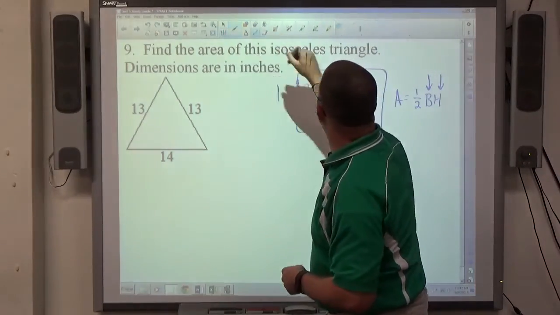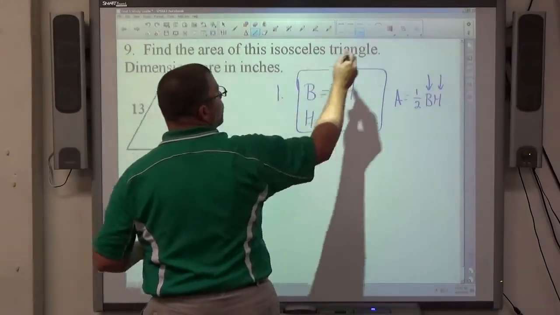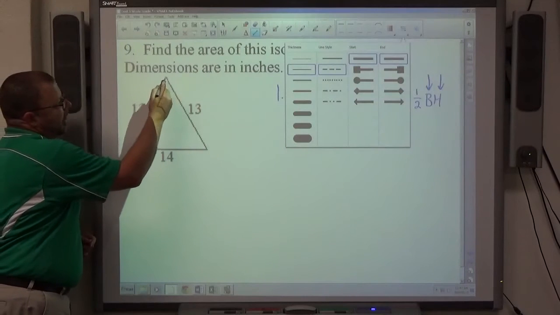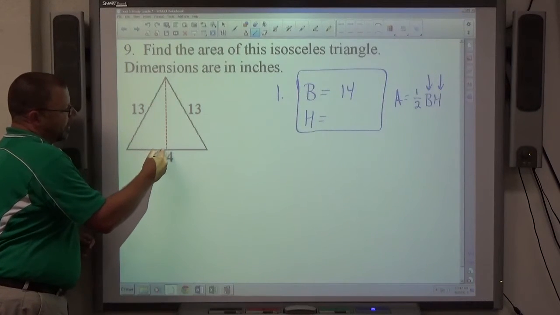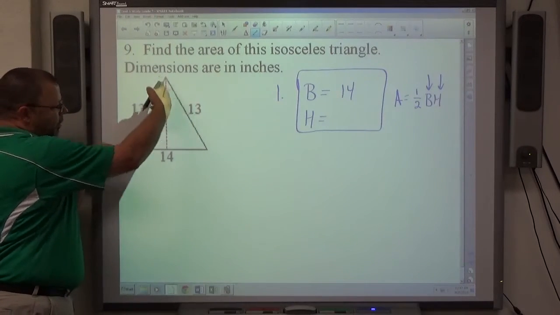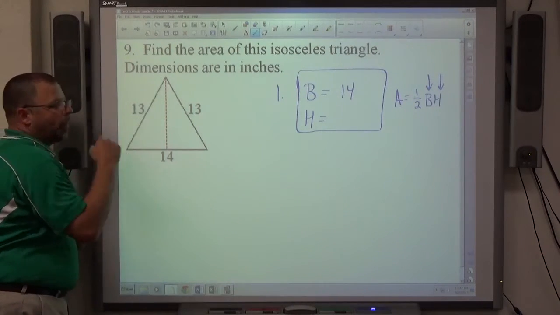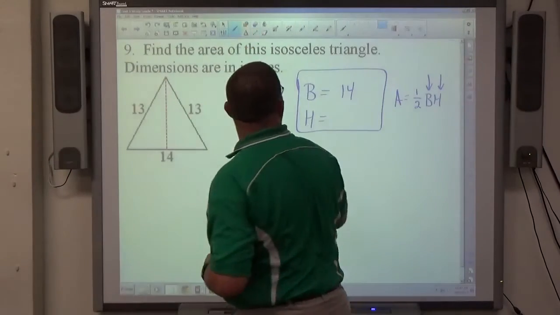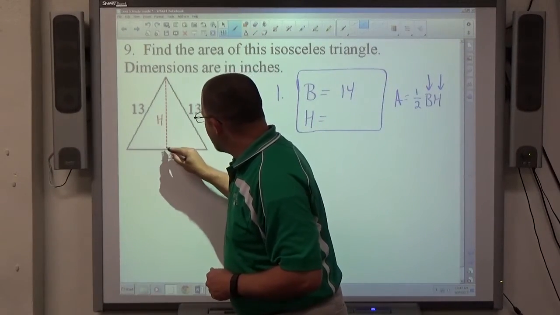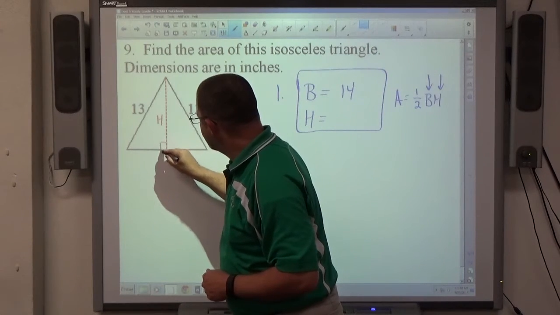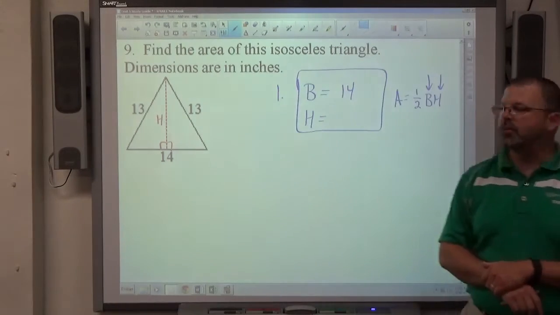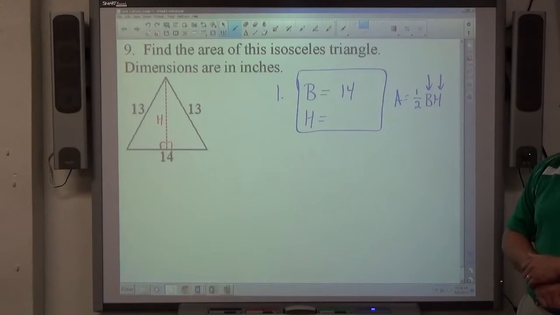Step 2 of the process. We're going to draw in the height. So we're going to go from the vertex angle of the isosceles triangle straight down to the unequal base. Okay, so the two equal sides on either side go always from the vertex to the unequal base. And you draw that altitude in, or that height, you mark it with an h, and you put a right angle there, or there. It doesn't matter where you put the right angle. Either side. You're creating two congruent right triangles there.